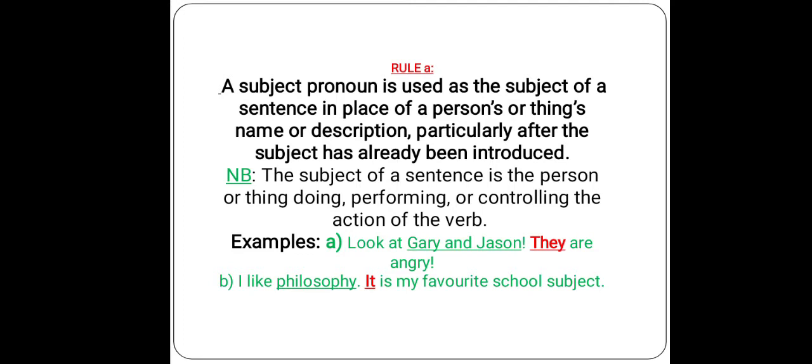They are angry. Okay, the second example, I like philosophy. So in the second sentence, philosophy is the subject. It is my favorite school subject. So philosophy is something, a thing. It's not a person. We use it. But here we have Jason and Gary. They are two people. When we have two people or more, we use they.